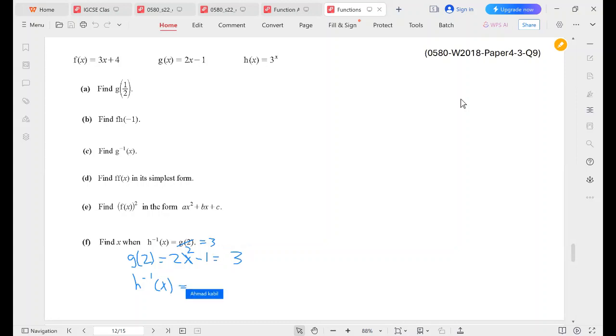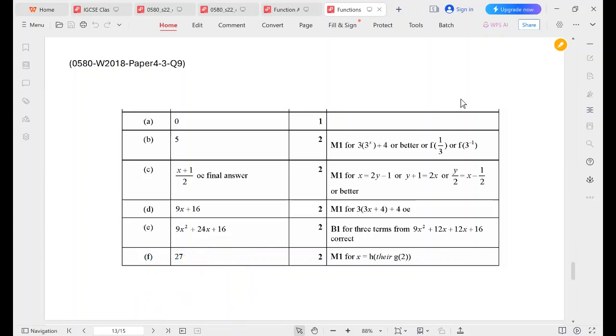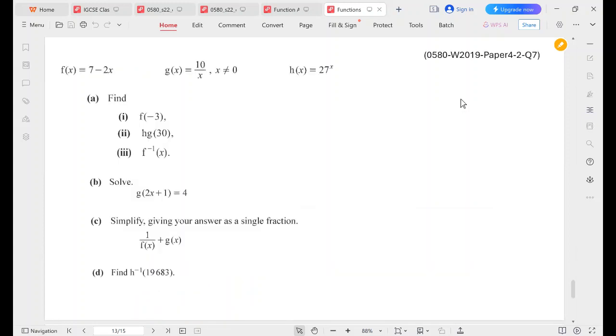And h inverse of x is equal to 3. Like we said before, this is the output of h inverse. So it's the input of h. So we can just write h of 3. And h of 3 is simply 3 power 3, and this is 27. So this would be the final answer here. 27 is the correct answer.